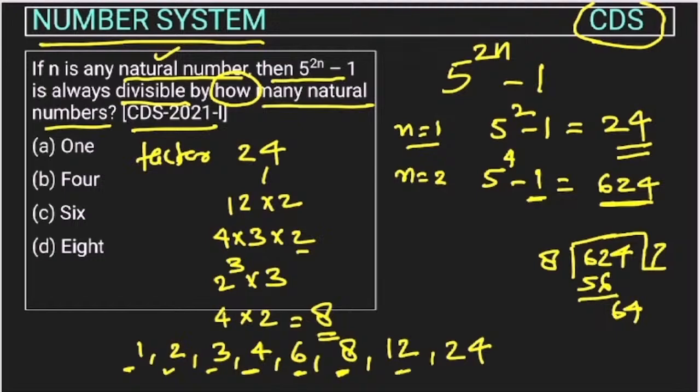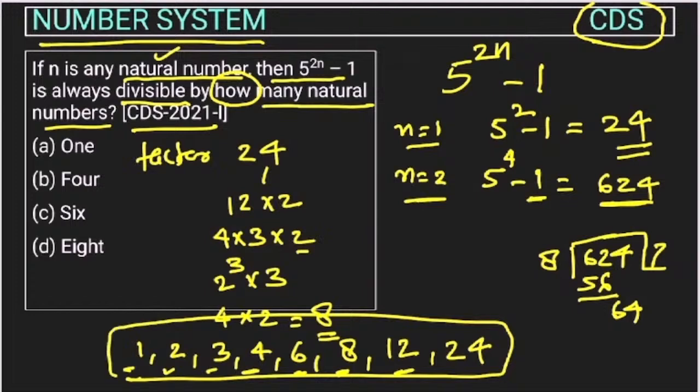So this is also divisible by 12. 12 fives are 60, 24, right? So 24 will also divide. So if we take n is equal to 2, then also this is divisible by all these 8 numbers, right? So we can say, no matter what power of n we take, the number will always be divisible by at least these 8 factors, right? So the question is asking always divisible. So this is always divisible by these 8 factors. So the answer will be option D.